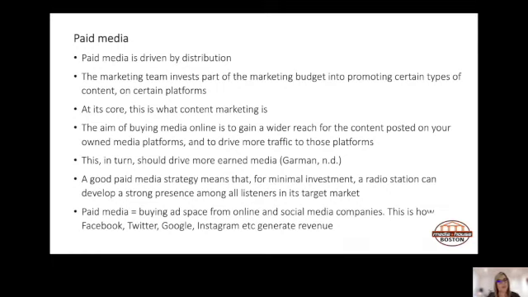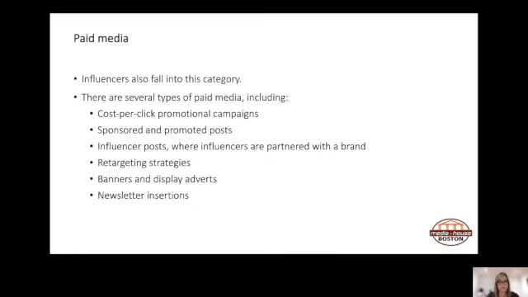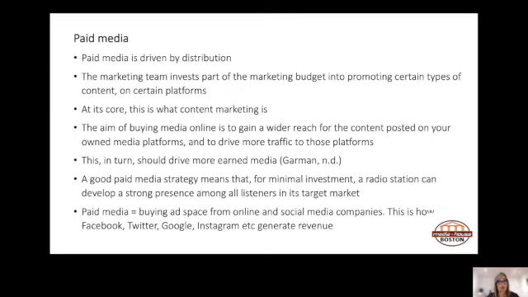A good paid media strategy means that for minimal investment, so much less than a TV ad or buying ad space in a magazine or a newspaper, a radio station can develop a strong presence among all listeners in its particular target market. Paid media is obtained by purchasing ad space and opportunities from online and social media companies. This is how Facebook, Twitter, Google, Tumblr, Instagram, etc. generate revenue.